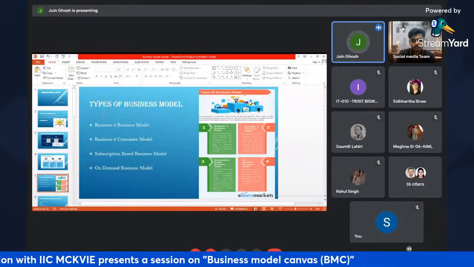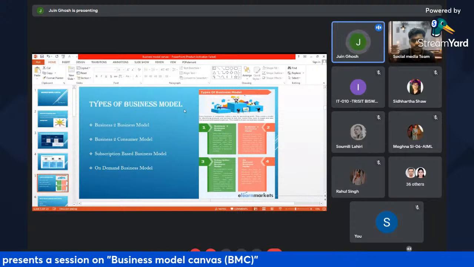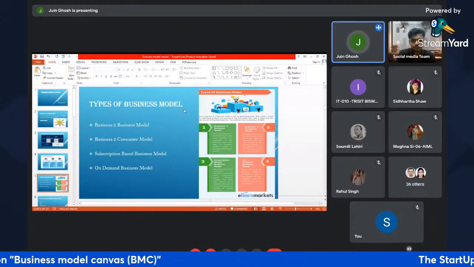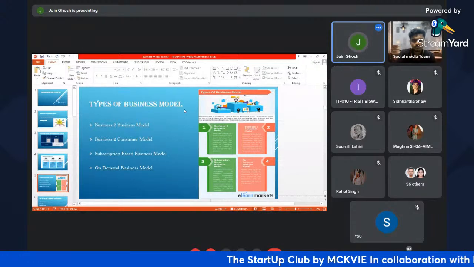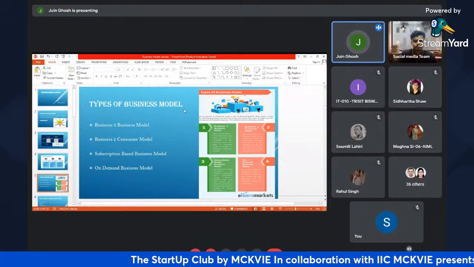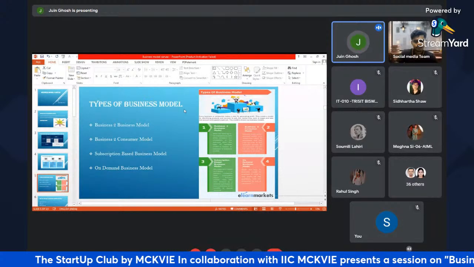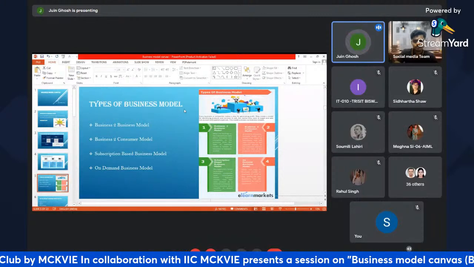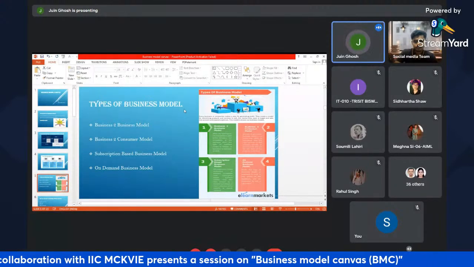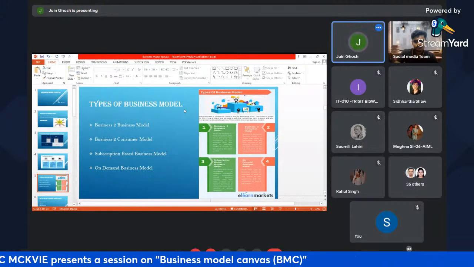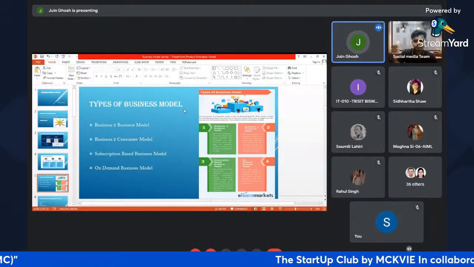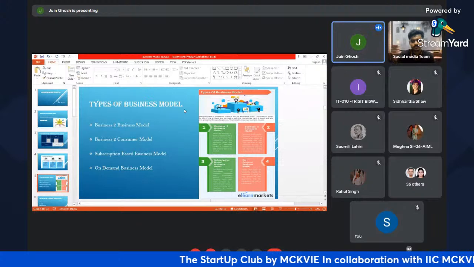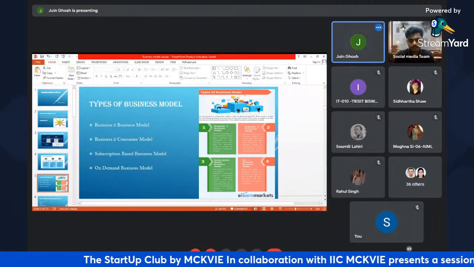right? So when we talk about the types of business model, it varies according to the nature of operation, according to the size of the organization as a whole. Broadly, we categorize the business model types into 4 types. One is the business to business model, the business to consumer model, the subscription-based business model, and the on-demand business model.